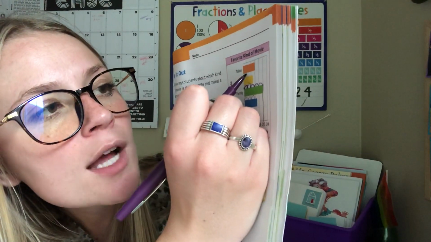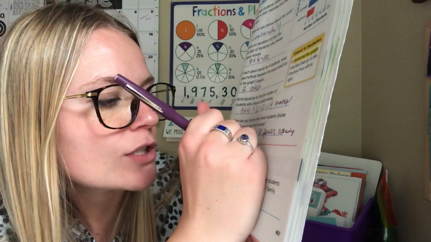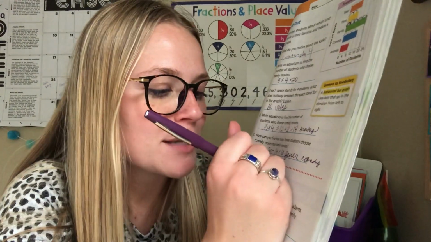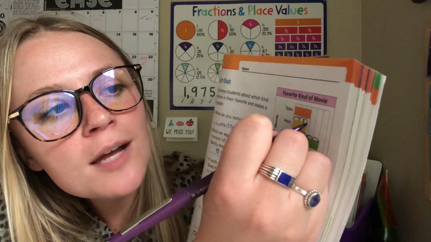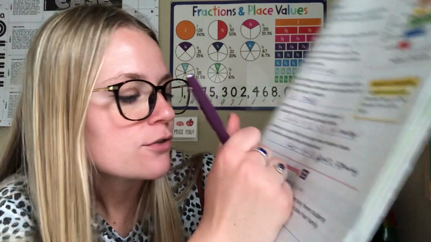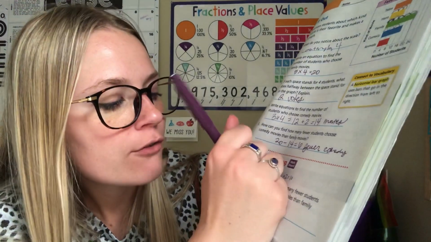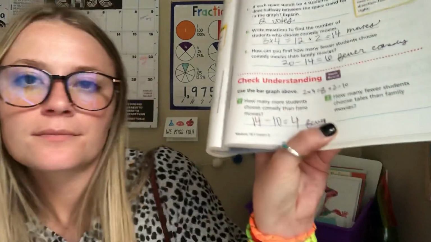So we'll count the hero. We have one group of 4, 2 groups of 4. So 2 times 4. I gave away the answer. 2 times 4 equals 8. And then we have a half jump. Half of 4 is 2. And 8 plus 2 equals 10. So 14 minus 10 equals 4 fewer hero movies.